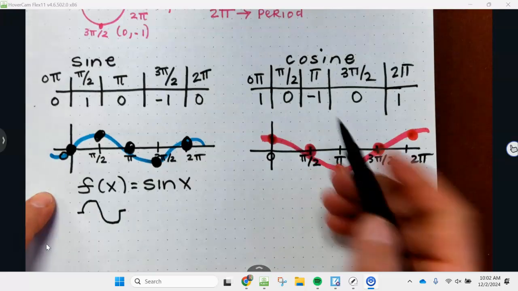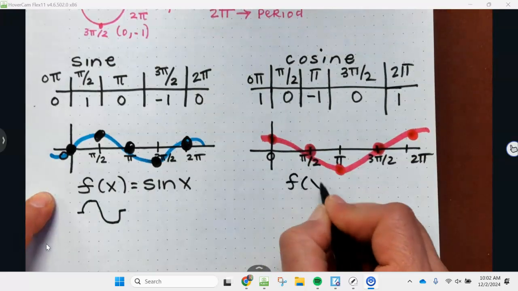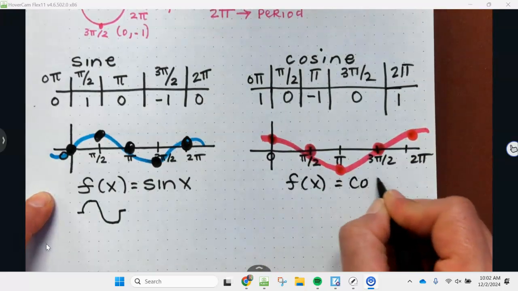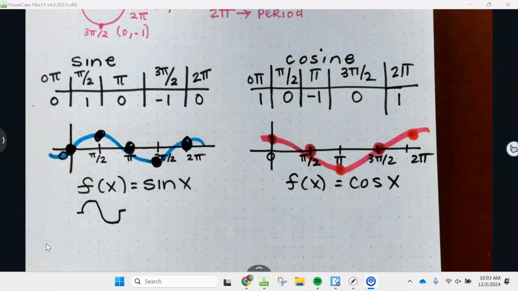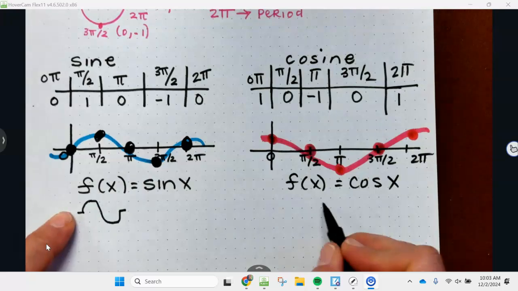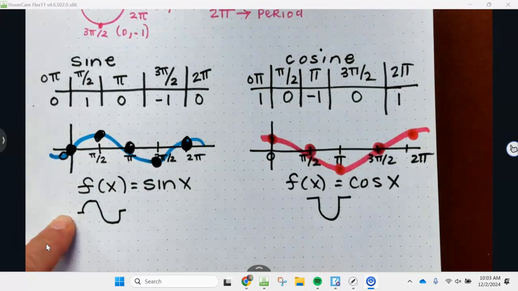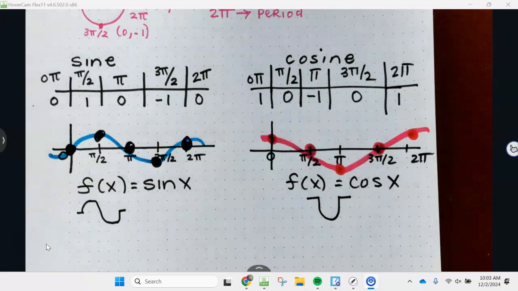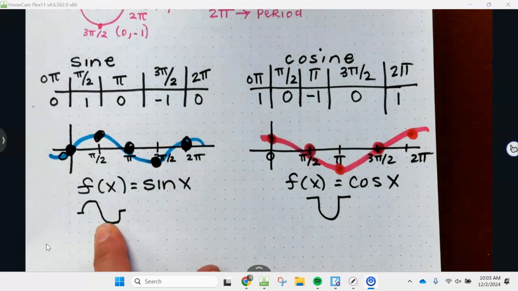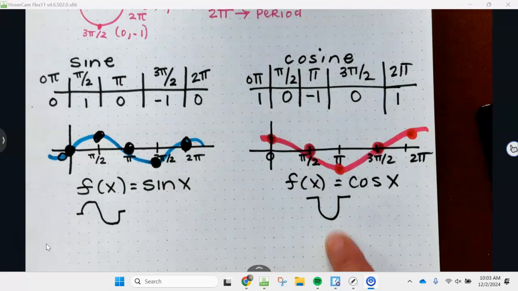So f of x equals cosine x. And guys, so important to me. It reminds me of a horseshoe. Cosine starts at the top, it goes down, then it ends at the top. Sine waves look like sideways S's. Cosine looks like horseshoes.